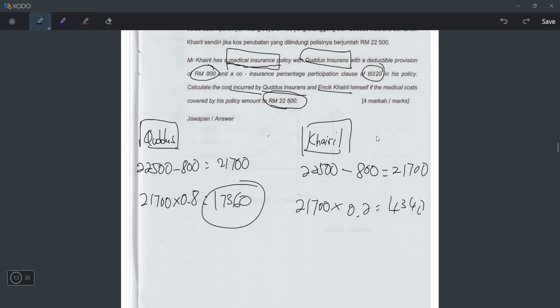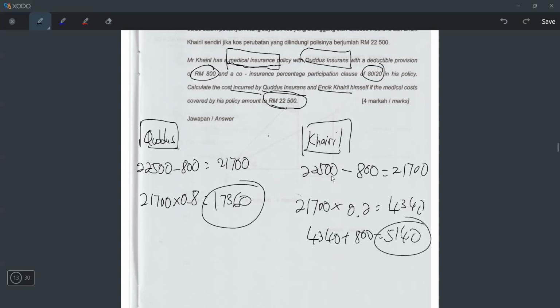Because this is not the only price that Khairil has to pay. You still have to take the 4340 plus with the 800, because deductible is the money that you agree to pay if something happens. So 4340, I have to plus with 800. So this is the final answer, 514.